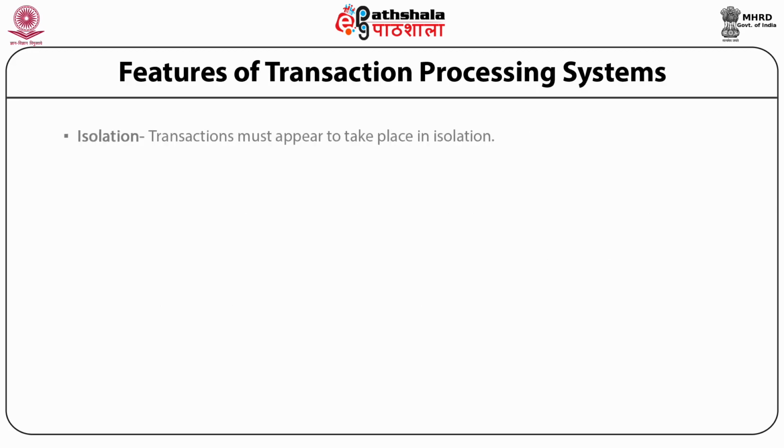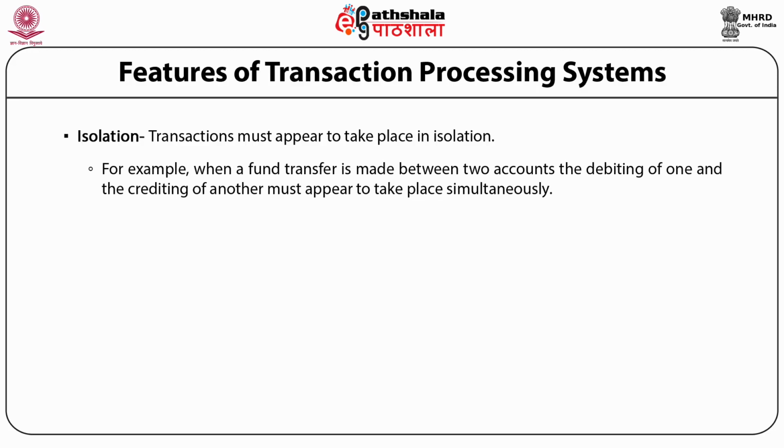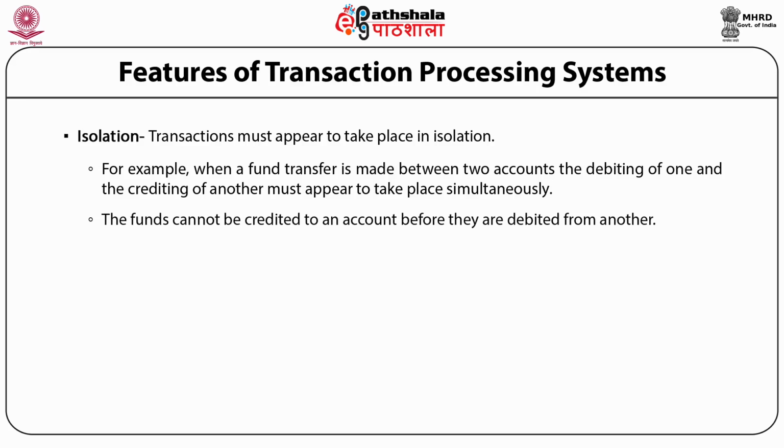The third is isolation. Transactions must appear to take place in isolation. For example, when a fund transfer is made between two accounts, the debiting of one and the crediting of another must appear to take place simultaneously. The funds cannot be credited to an account before they are debited from another.